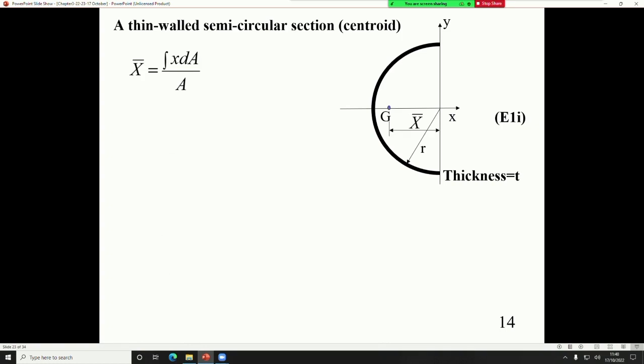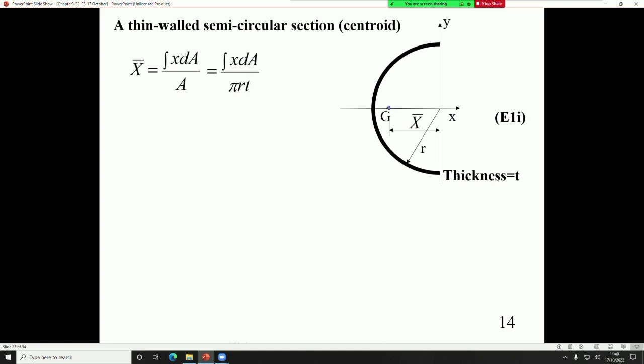Now, this equation is still valid. X bar is equal to integral of x dA divided by A. But because the section is thin, we can make some approximation. Now, here I can say the area A is equal to, assuming this is like a strip or a ribbon, which is flat, with the thickness of t or height of t, I can say the area of this semicircular region is equal to pi r, which is this length, half the perimeter of a circle, multiplied by t. So I can say A is equal to pi r t. I can say it if it's thin. I cannot say it if it's thick.